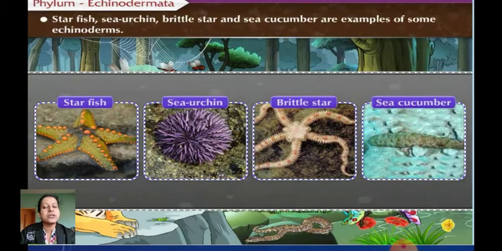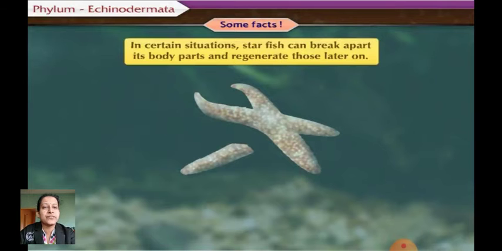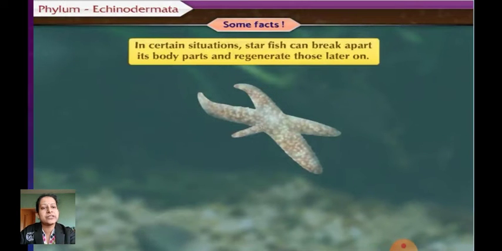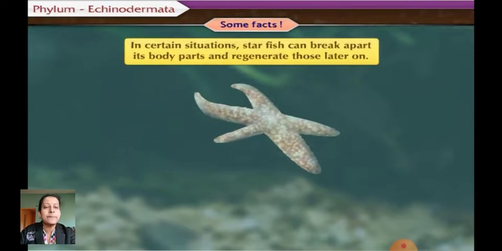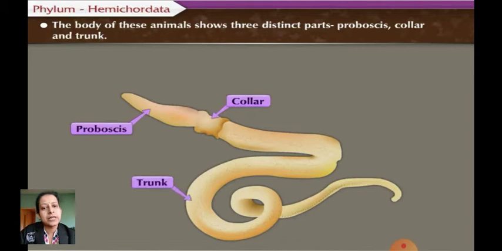Now which are the common examples of these echinoderms? They are starfish, sea urchin, then brittle star, then sea cucumber. Sea cucumber looks like the cucumber that you eat, that is why it is called sea cucumber. Now let us see some of the facts about this. In certain situations starfish can break apart its body part and regenerate those later on. You can see how it regenerates. So it is about the amazing fact of the starfish.